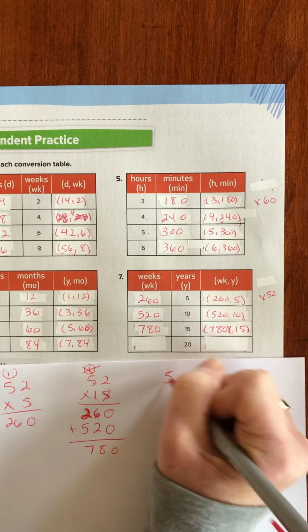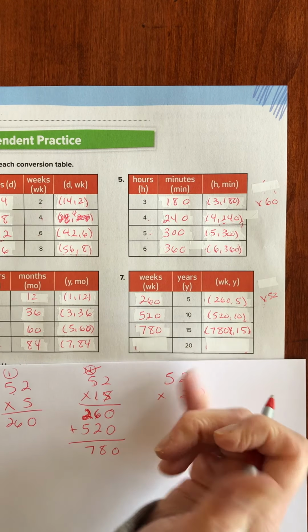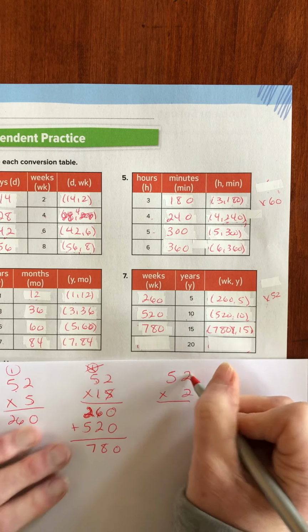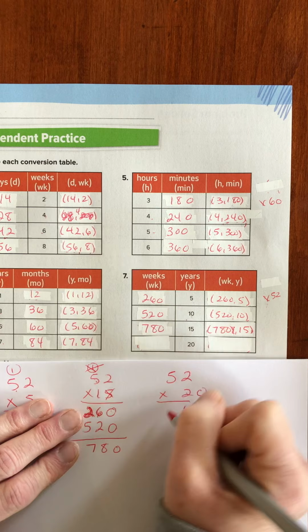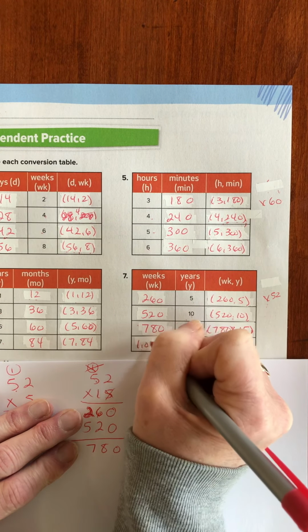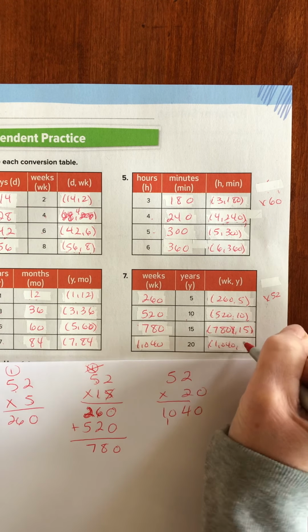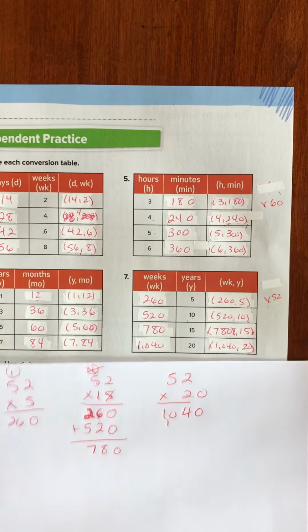All right, now, can we do our little scoochy over trick here? We sure can, right? 52 times 20. Notice how you kind of squish it over. Okay, 2 times 2 is 4. 2 times 5 is 10. Bring down that 0. So my answer here is 1,040. 1,040 and 20.